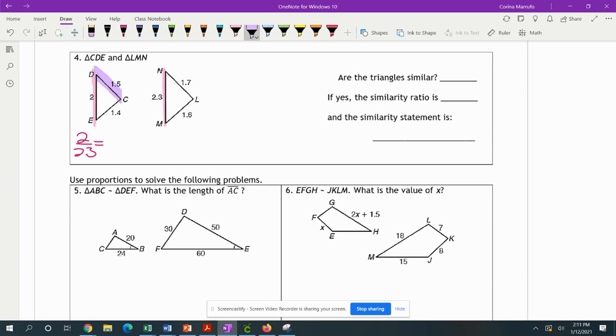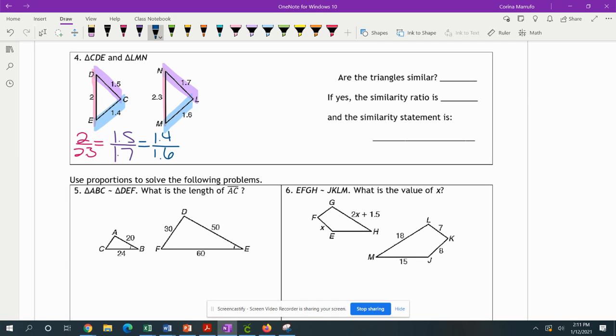Here I have from D to C would be N to L. So we have 1.5 over 1.7. And then last I have from L to M and C to E. Those are similar ones. So because I started with the first one, I'm going to put 1.4 on top and 1.6 on the bottom. Okay, so if these are similar, then it's all going to give me the same decimal. So I am going to put this in my calculator.